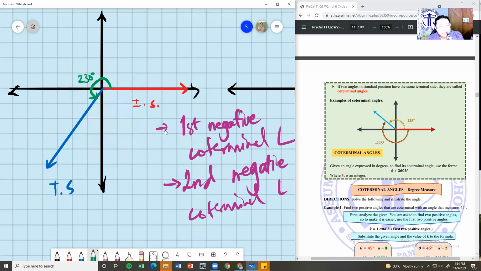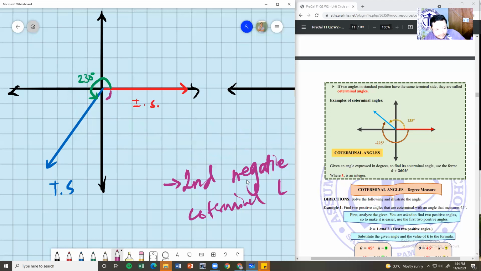That's the first negative coterminal angle. I want you to identify the second negative coterminal angle. Ready? So we all know that the first negative coterminal angle is negative 130 degrees. Okay? Gusto ko siyang ituloy pa dito. What do you think will I add with negative 130 para makuha ko?